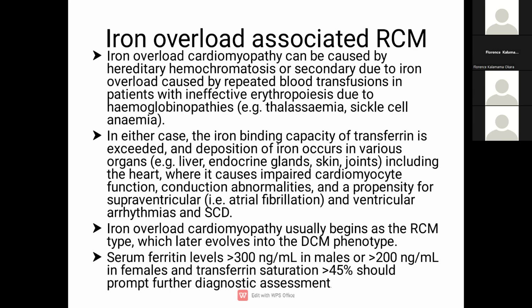of supraventricular arrhythmias, for example atrial fibrillation, and then ventricular arrhythmias and sudden cardiac death are also very high in them. Sometimes the iron overload cardiomyopathy may start initially as restrictive cardiomyopathy, but as it progresses, at a later stage you could have features of dilated cardiomyopathy. Now, serum ferritin levels greater than 300 nanogram per mL in males or greater than 200 nanogram per mL in females, and transferrin saturation greater than 45%, should prompt further diagnostic assessment for the possibility of an iron overload associated cardiomyopathy.